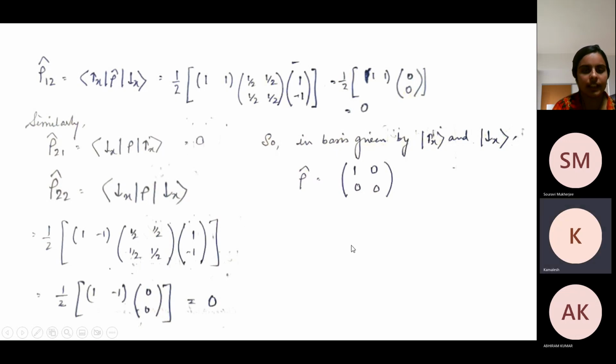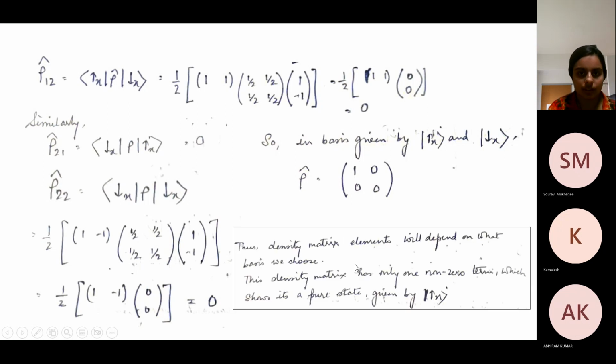So this, in a way, again tells you that it's a pure state, because now you only have one non-zero element, and all other terms are zero. That means you have only one particular microstate in which your system lies. Okay. So what did we learn from this question is that the density matrix elements will depend on what basis we choose, right? Initially, we had the density matrix given as half, half, half, half.